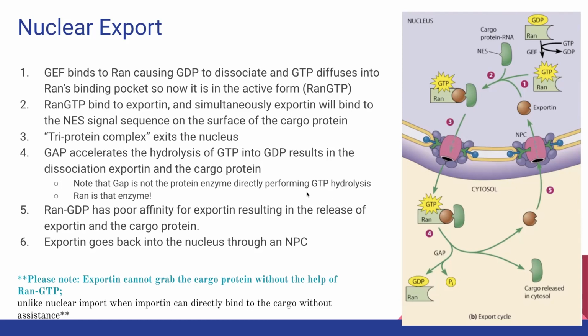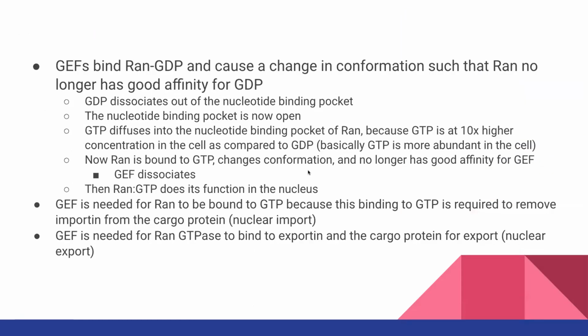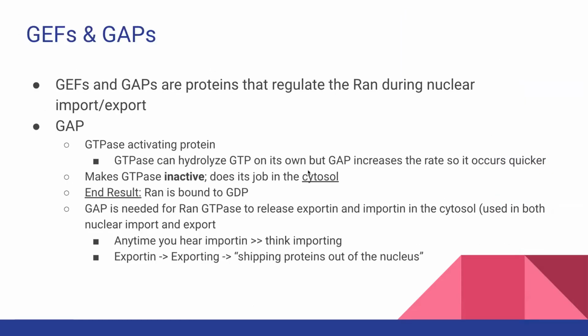Okay. And then a little bit more in depth, but kind of going over what I just said. GEFs and GAPs are proteins that regulate RAN during nuclear import and export. GAP is a GTPase activating protein, and RAN is a part of the GTPase family. I think that was part of a question on the problem set.